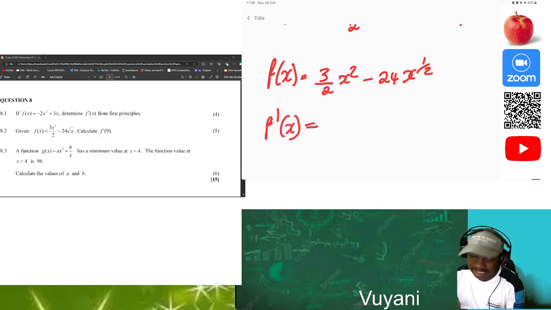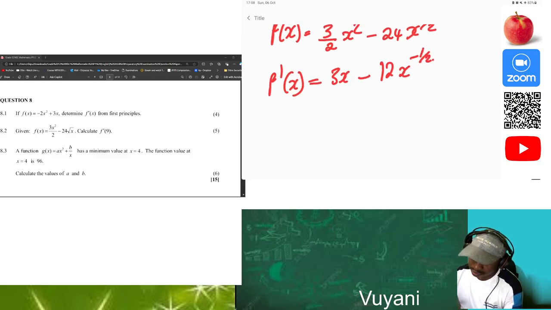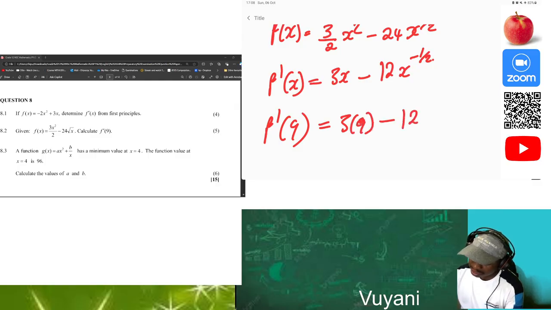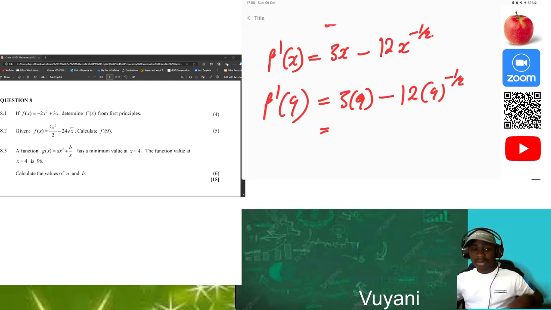So that will be 2 times 3 over 2, and that's the same as 3. Then of course you'll be left with x there. Then minus 1 over 2 times 24, that's 12. That will be 12x. Then 1 over 2 minus 1, that's negative 1 over 2. Now the question was saying you need to find f prime of 9, which means where there is x, we are substituting with 9: 3 times 9 minus 12 times 9 to the power negative 1 over 2. Then after that we can use our calculators.